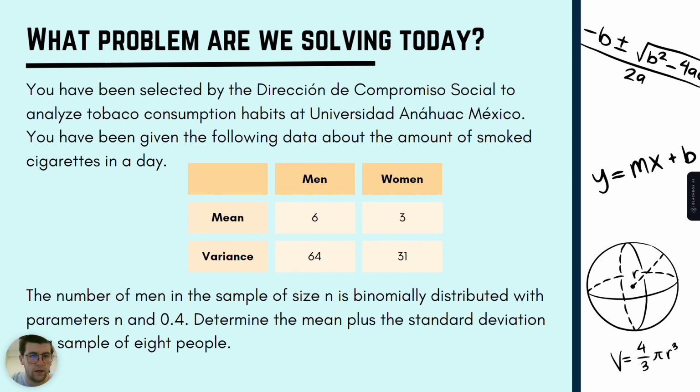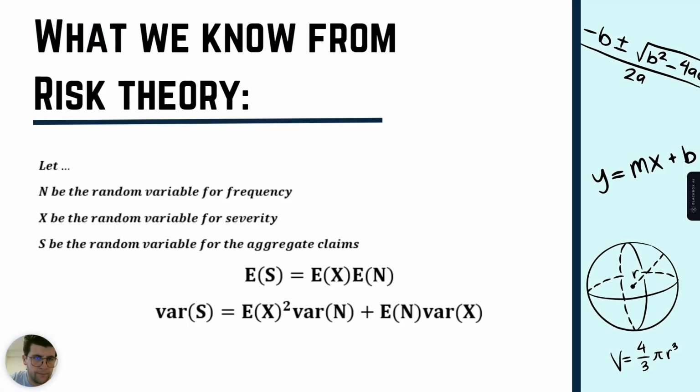So let's see what it is that we have learned in the risk theory course until now. In risk theory, normally we use N as a random variable for frequency, X for the random variable for severity, and S as the random variable of the aggregate claims. And what we want, most of the times in risk theory, is to get the expectation and the variance of the aggregate claims.